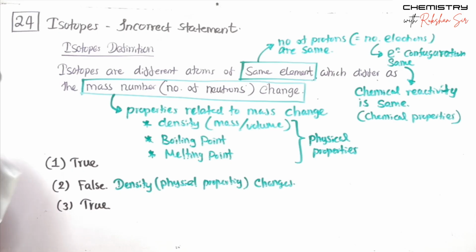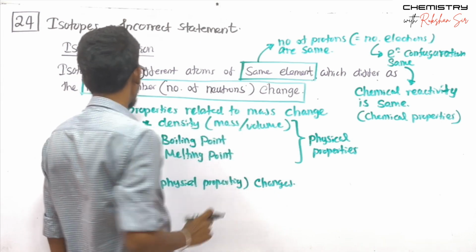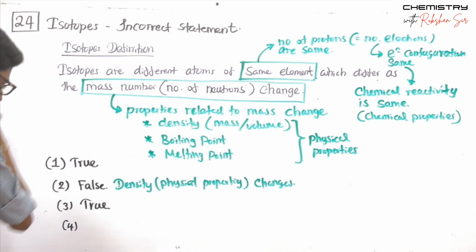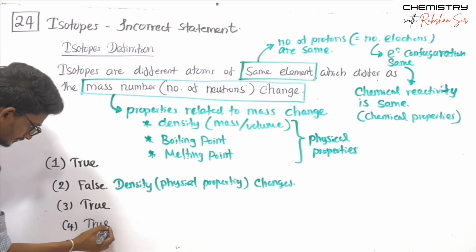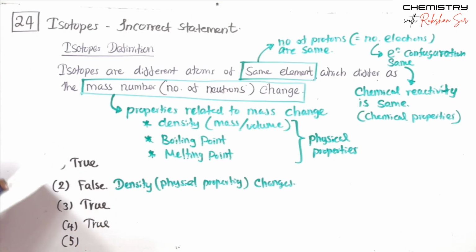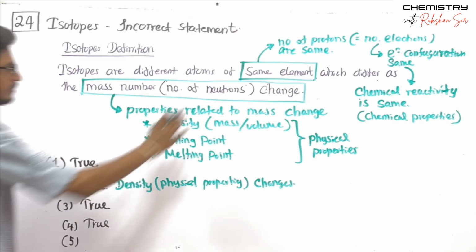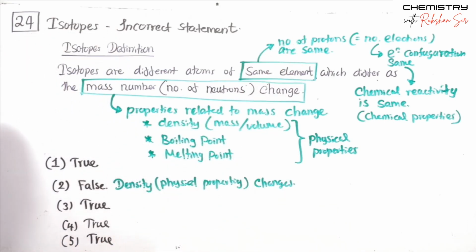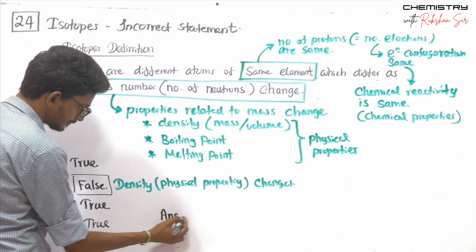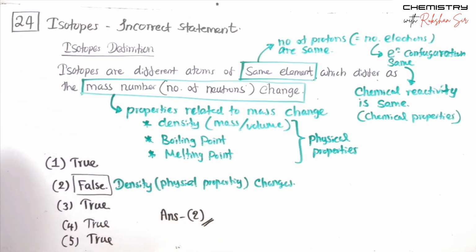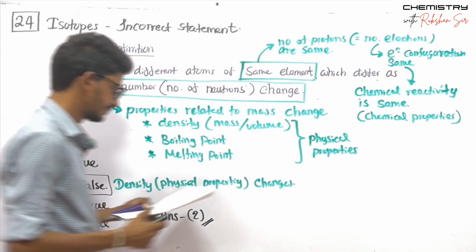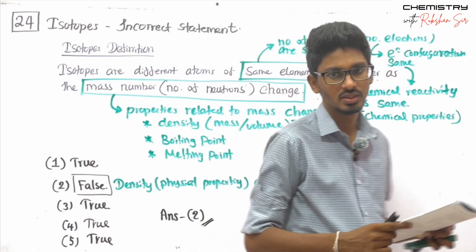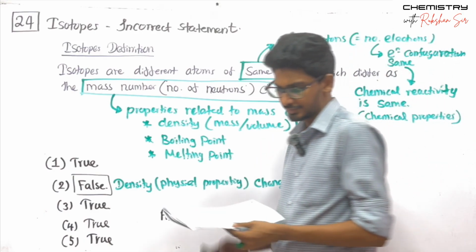Different number of neutrons. Yes, they have a different number of neutrons, so that is true. Number 5: same number of protons. Yes, same element means same number of protons. This is also true. So you are looking for the 4th statement, that is answer number 2. That is the review for question number 24. The things are clear.